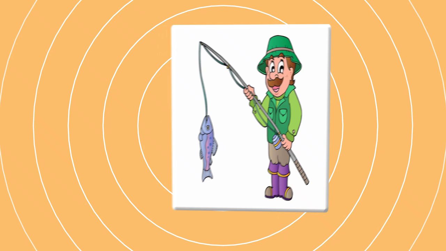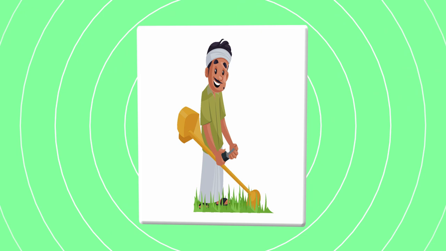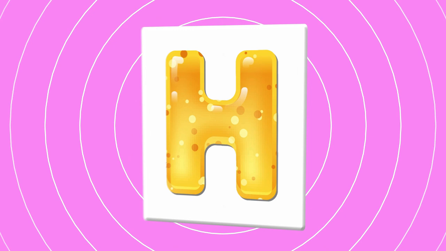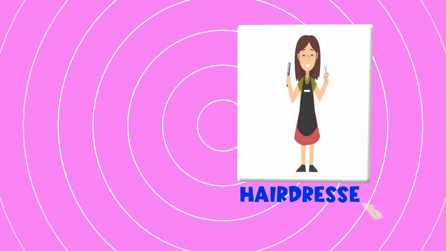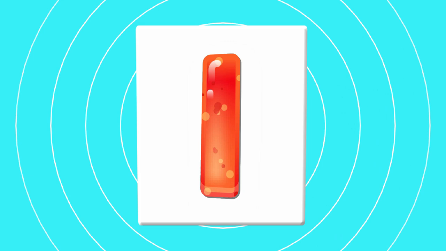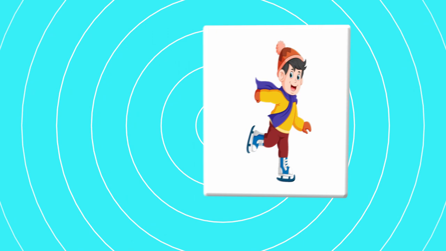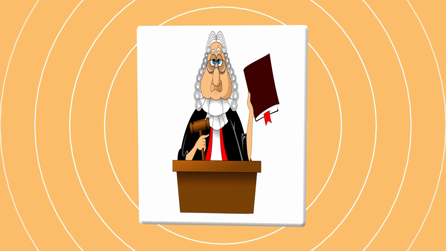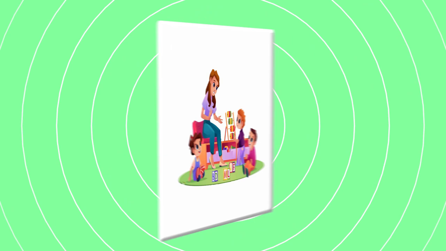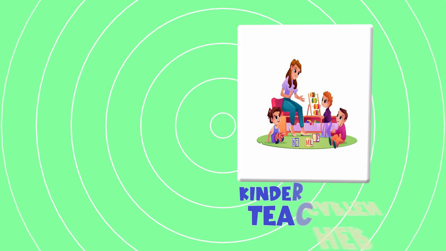F is for fisherman. G is for gardener. H is for hairdresser. I is for ice skater. J is for judge. K is for kindergarten teacher.